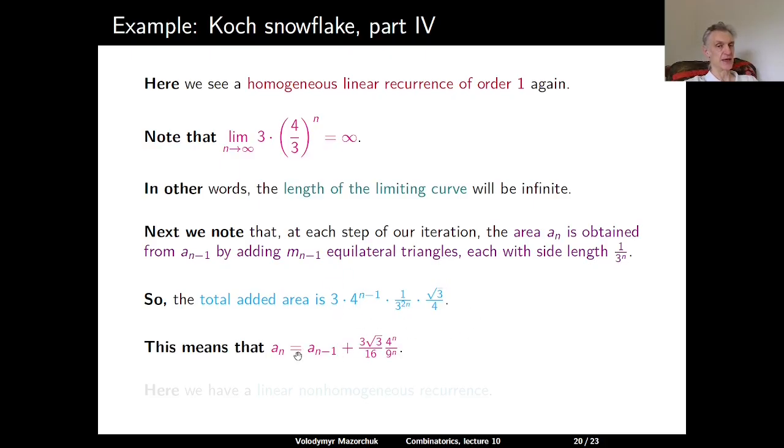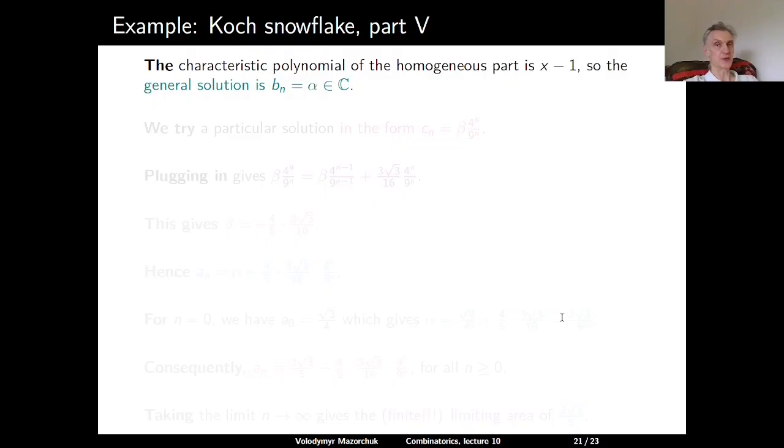And this means that a_n is equal to a_{n-1} plus, and then this product becomes 3 square root of 3 divided by 16 times 4 divided by 9 to the power n. Here we have a linear non-homogeneous recurrence, which we can try to solve. So the characteristic polynomial is x minus 1, so the general solution is just constant, so b_n is equal to alpha, which is a constant.